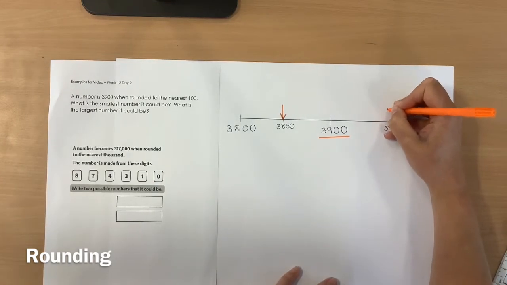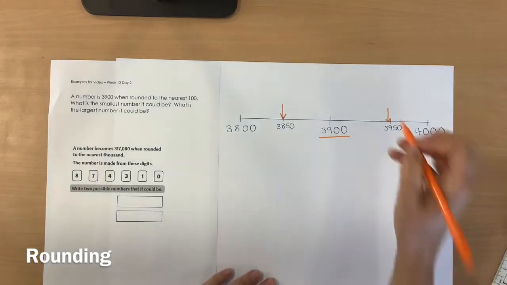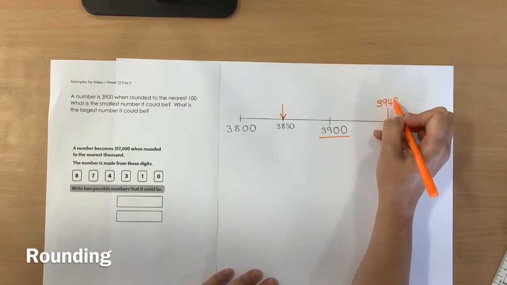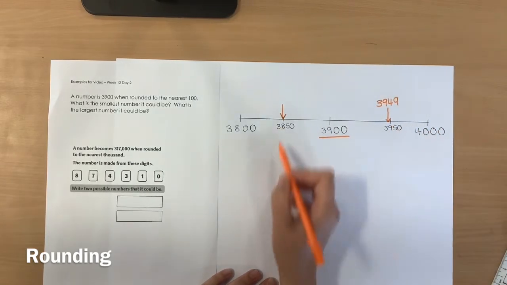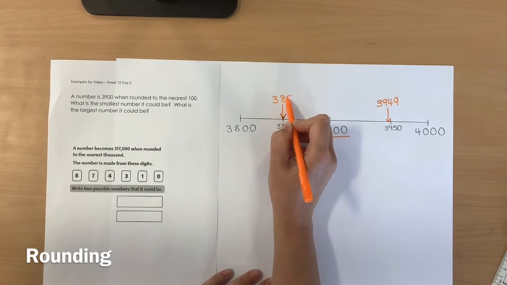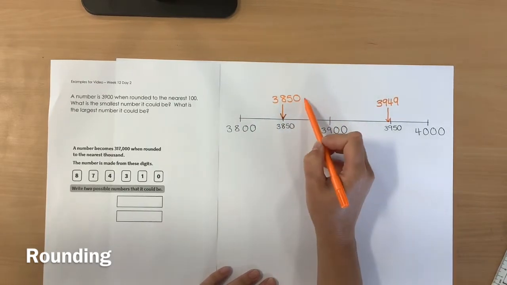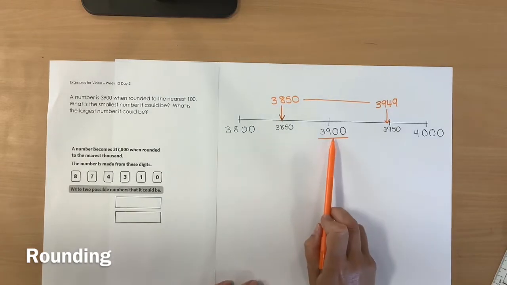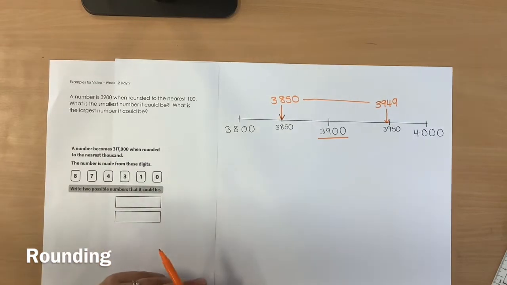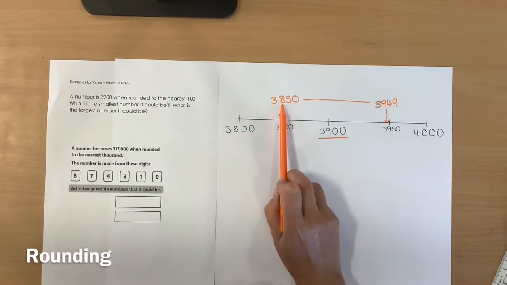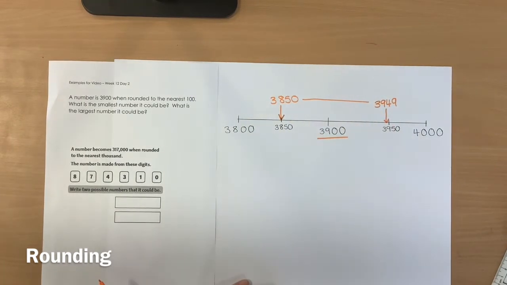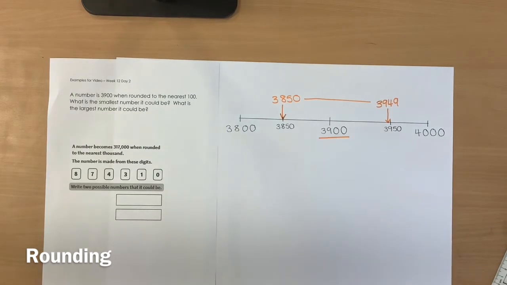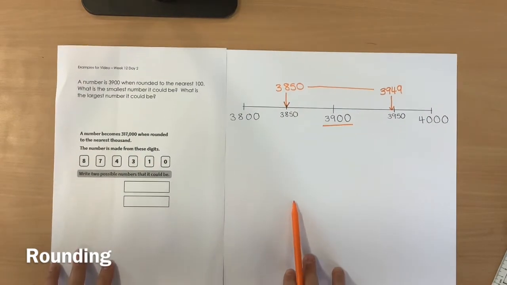So that's going to be gone too far. So I'm going to say that if I got to 3,949, I would still round down. 3,950, I would round up. So there we have it. Those are all the numbers in between those two numbers that will round to this number when rounded to the nearest 100. So going back to the question, the smallest number it could be is 3,850, and the largest number it could be is 3,949.